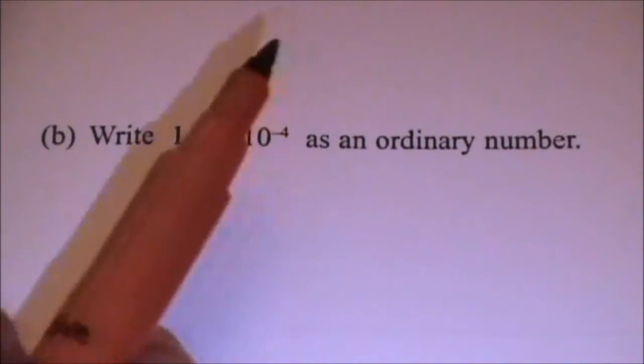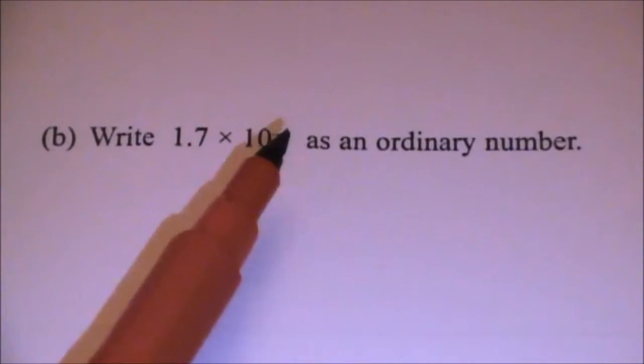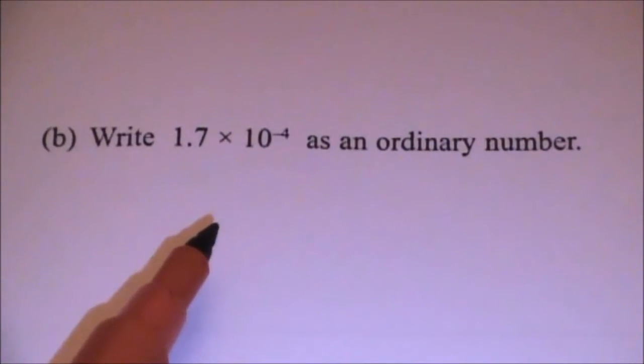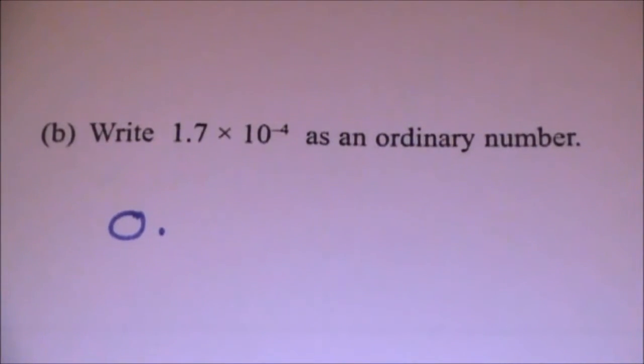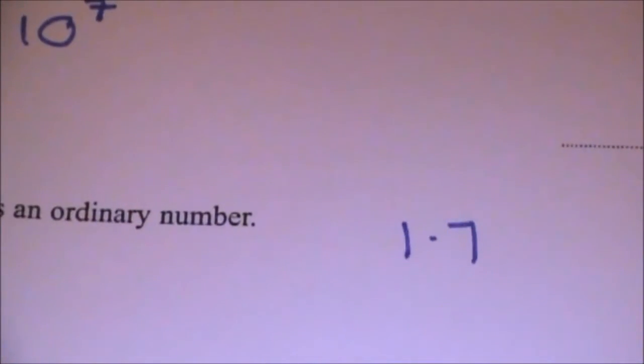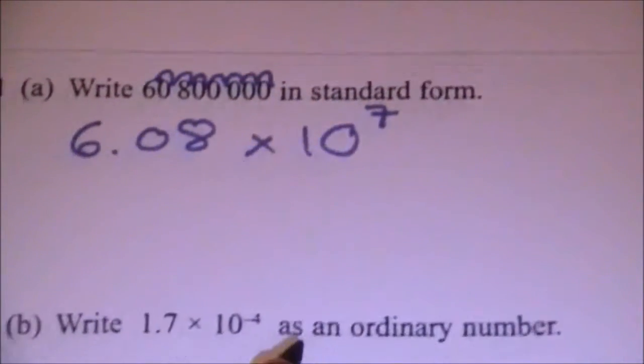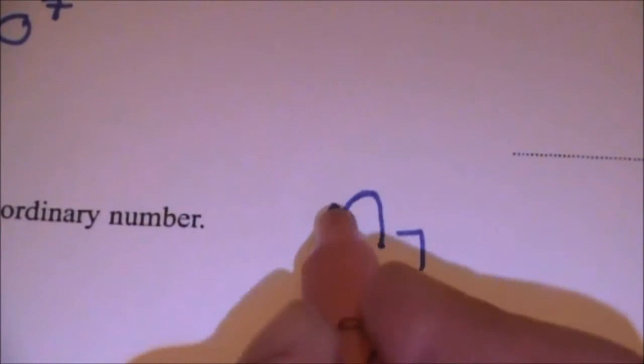Part B wants you to write that number that's given in standard form as an ordinary number. Now the fact that this has got a negative power of 4 means that the answer is going to be a 0 point answer. So I need to work out now what it would be if it was 1.7. And because I'm taking away 4, I need to move it back 4 decimal places. 1, 2, 3, 4. So I'll drop it there and I'll fill each one of these spaces with a 0.